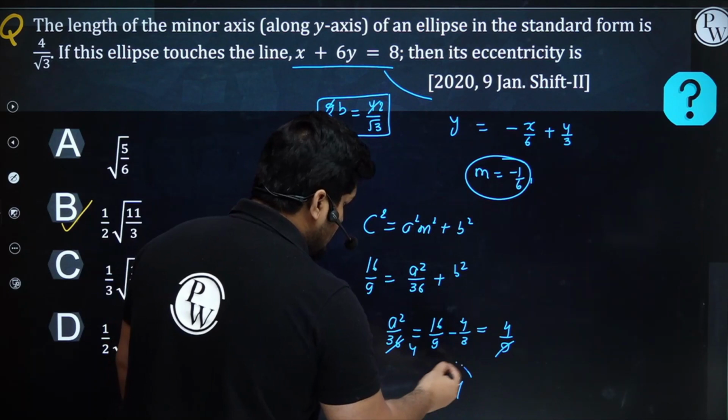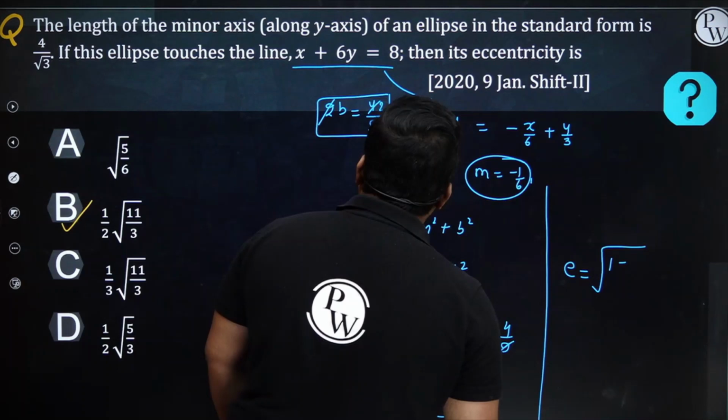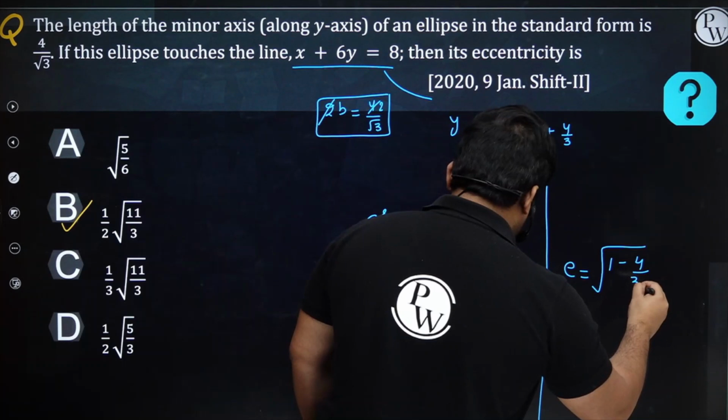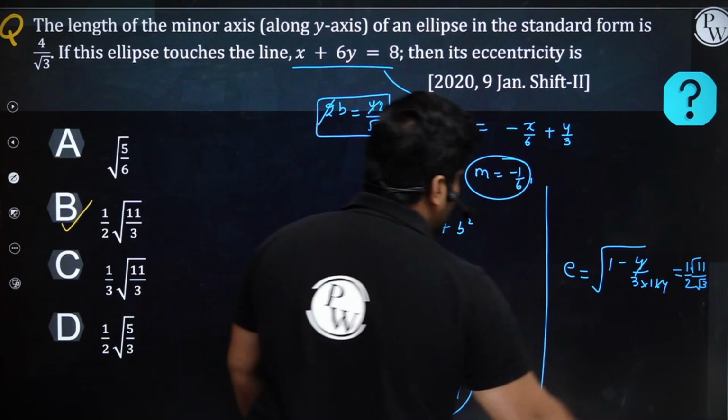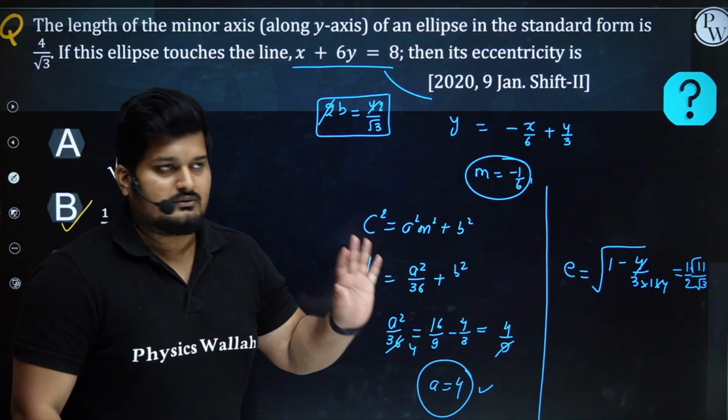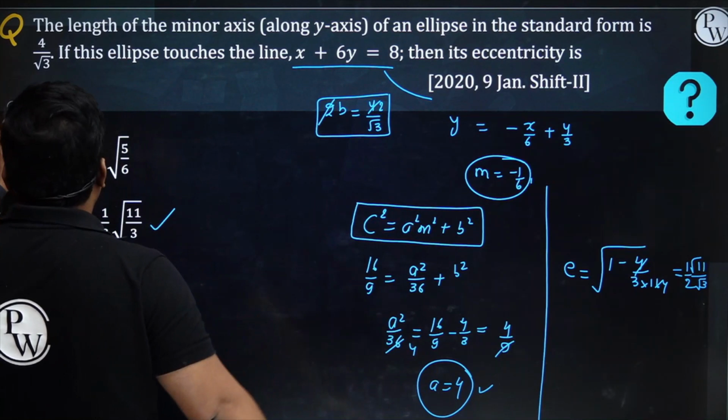So what will be the eccentricity? It will equal the root of 1 minus b²/a². So b² is how much? 4 by 3. a² is 16. 4, 3, 12 minus 1, so 11. Root 11 divided by root 12. So this will be your answer. So quite simple. Just use the condition of tangency. We got the value. Every time the problems are based on the simplest of the facts that you can do in this chapter.